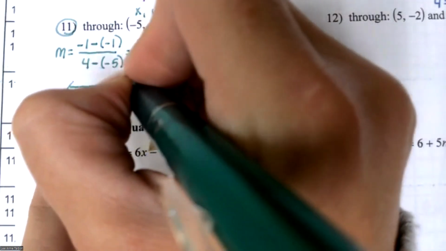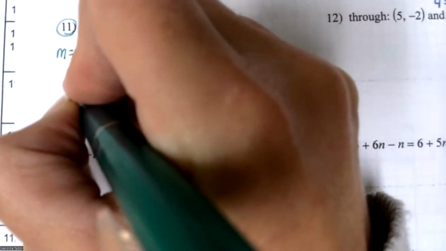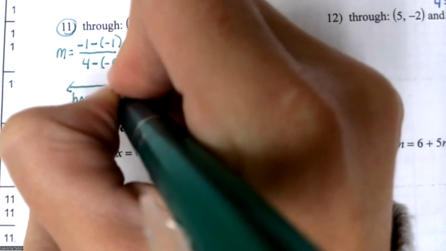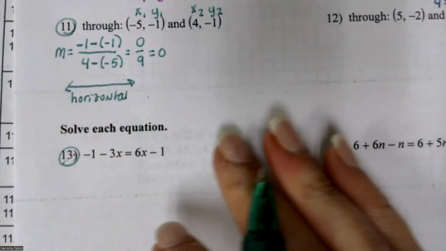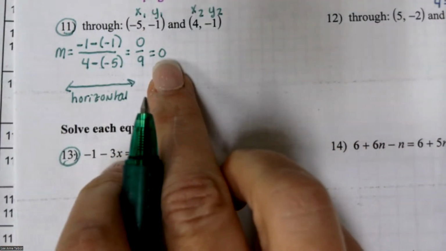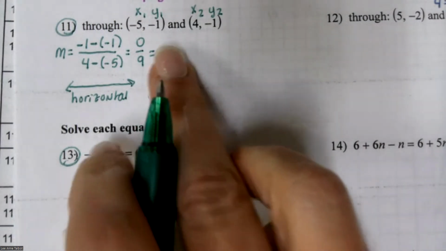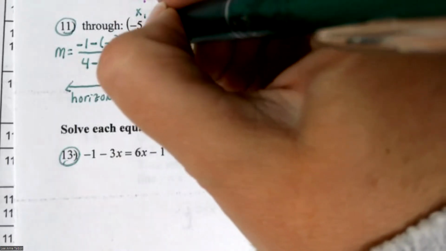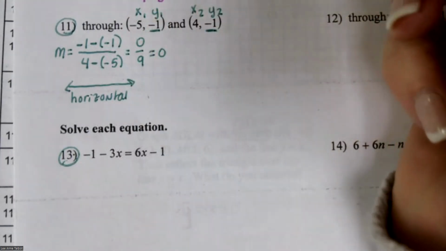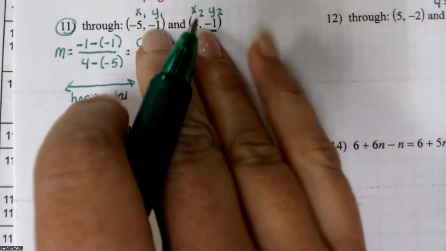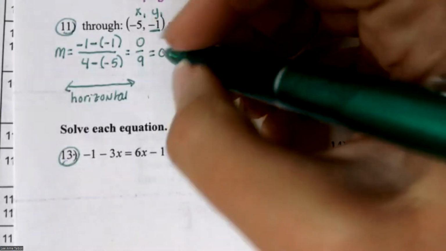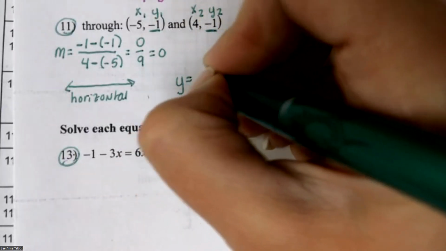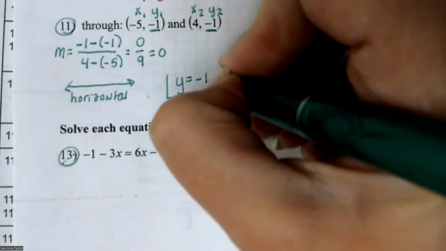And 0 slope things are horizontal. So all the lines with a 0 slope are horizontal. When you get a weird answer like 0 for a slope, go back to the coordinates. And what you should notice is that 2 of the coordinates actually match. These are both -1. So the equation of your line is y equals -1.